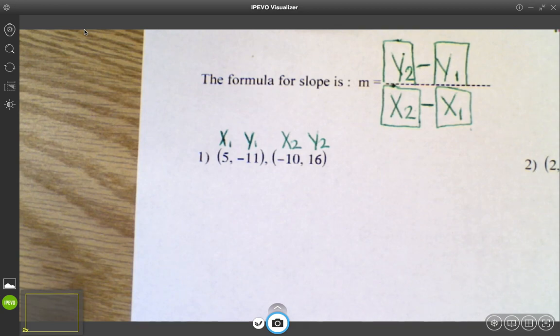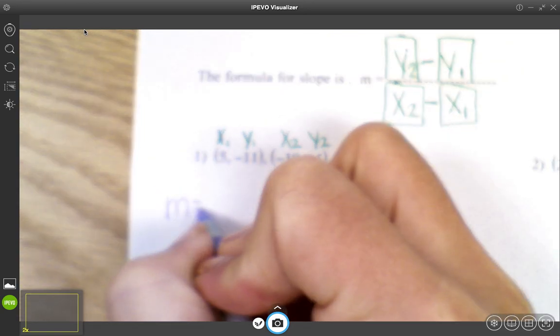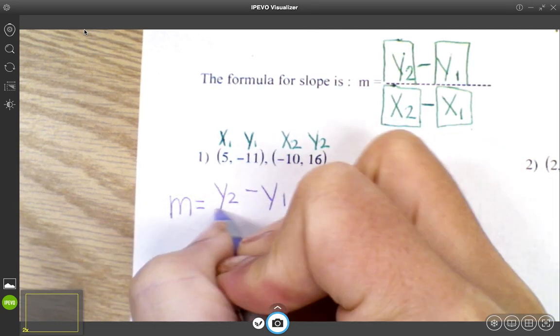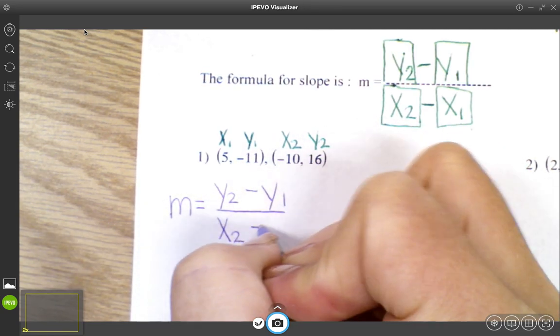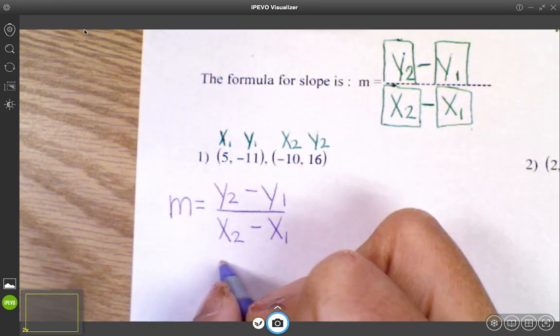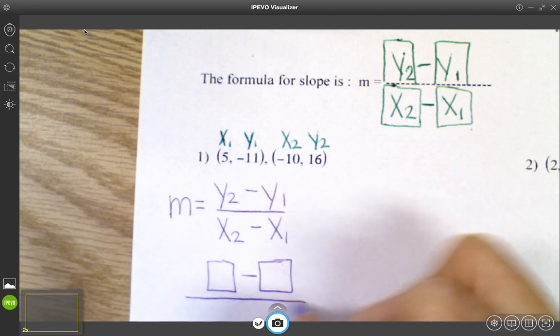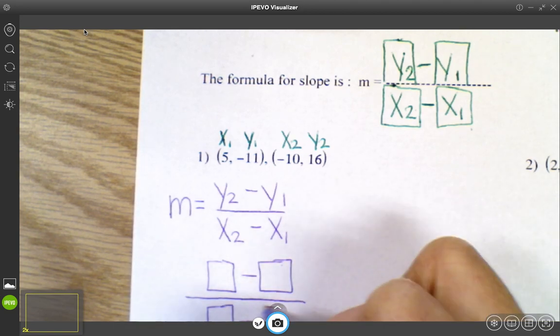So whenever we are finding our slope, we have to follow the formula, y2 minus y1 over x2 minus x1. So here we go. We know in order to find the slope, we are going to take y2 minus y1, and we're going to divide it by x2 minus x1. So we have 2 numbers we're plugging in on top, and then 2 numbers we're plugging in on bottom.